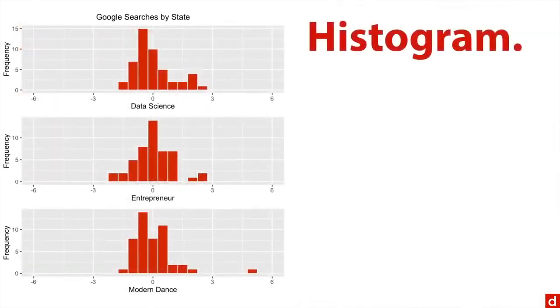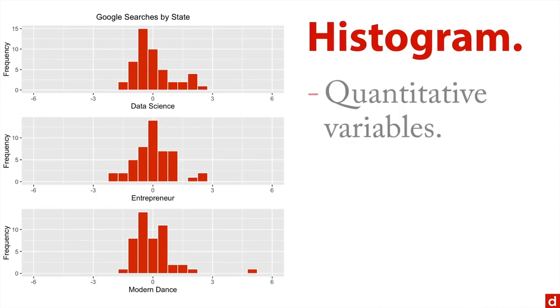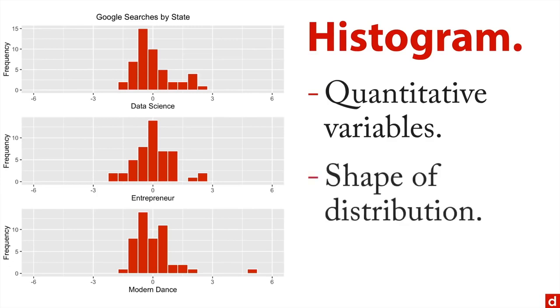Next, if you have quantitative variables, you're going to want to do a histogram. Again, quantitative, so interval or ratio level, or measured variables. And these let you see the shape of a distribution and potentially compare many. So here are 3 histograms for Google searches on data science and entrepreneur and modern dance. And you can see mostly for the part normally distributed with a couple of outliers.